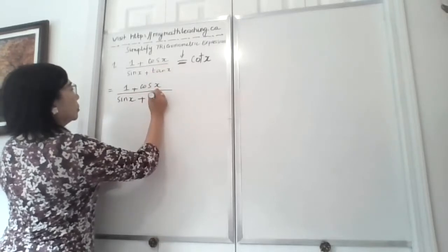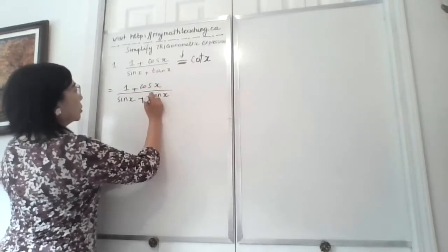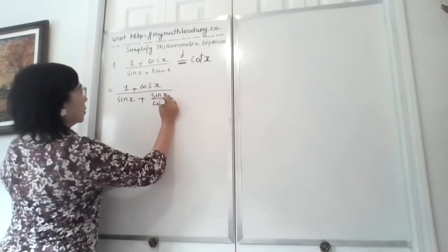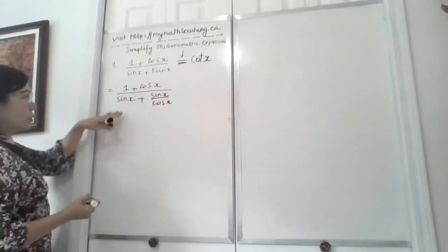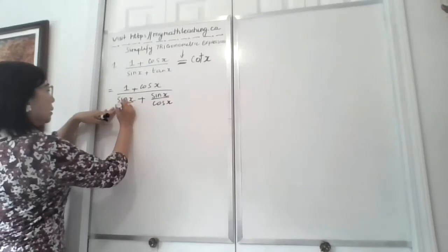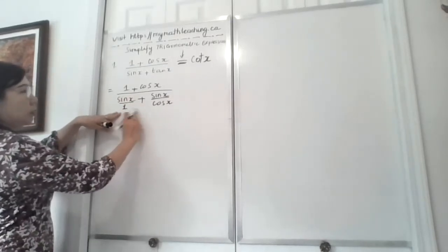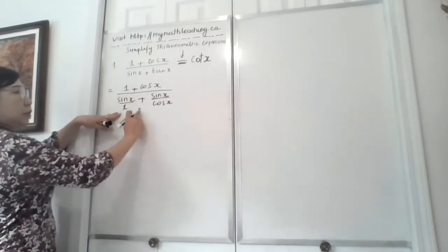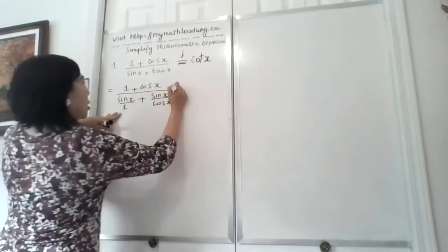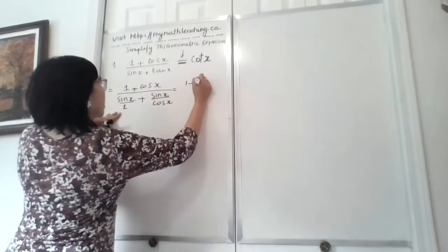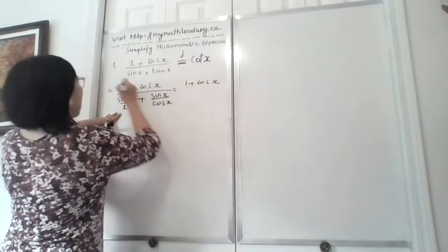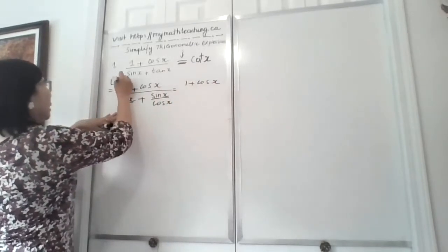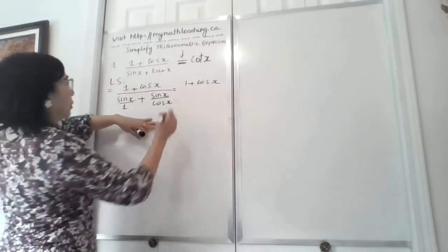Now tan x, I'm going to change it to become sine x on the top over cos x at the bottom. So now I notice that I might have to do a common denominator for the fraction down here. So the top, I still have 1 plus cos x. Now I'm going to mark this as left side, right? We work on the left.